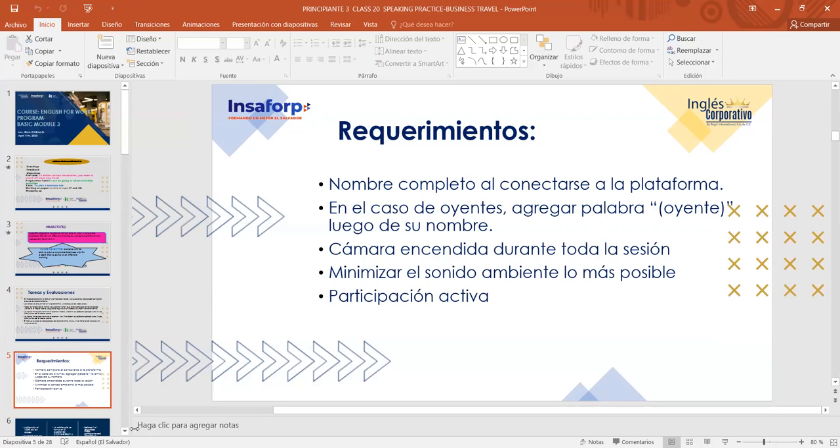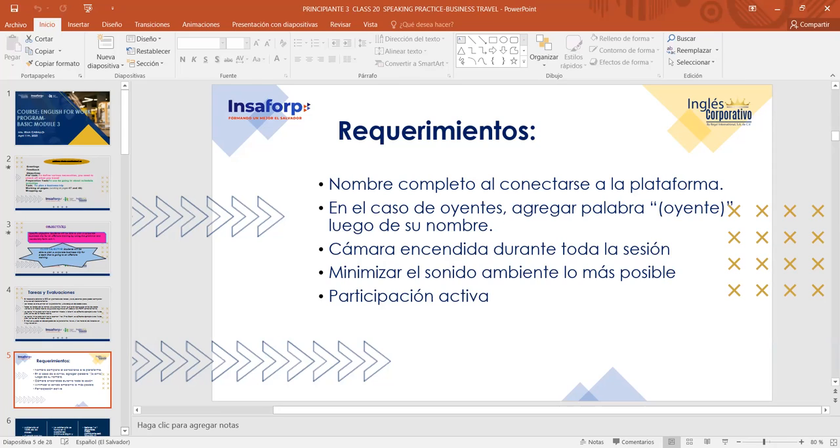Begin. Okay. Requerimientos. El nombre completo al conectarse a la plataforma. En el caso de oyentes, agregar la palabra oyente luego de su nombre. Cámara encendida durante toda la sesión. Minimizar el sonido ambiente lo más posible. Y participación activa. Okay, all these aspects are really, really important, yeah?